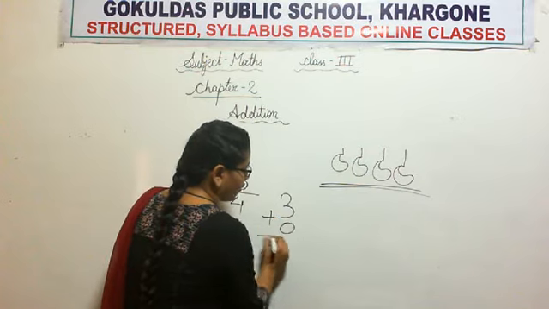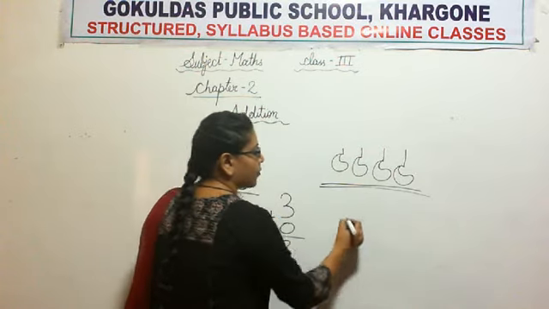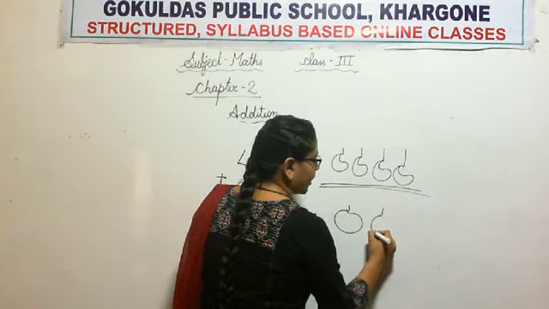3 plus 0 is equals to 3. Suppose you are having 3 tomatoes.